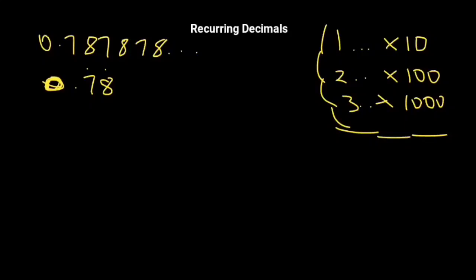So if we have one number recurring, we're going to be multiplying by 10, which has only one zero behind it. If we have two numbers recurring, then we're going to multiply by 100, which has two zeros behind it. So you can see that trend. Okay, let's work through an example now.